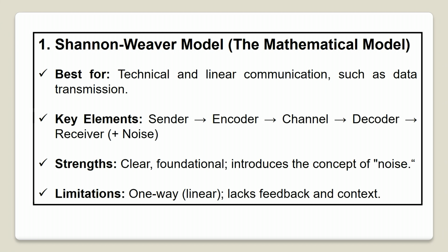And we talk about the different key elements involved in this particular model. They are the sender, encoder, channel, decoder and receiver, plus noise. Yes, noise is also added; at the receiver end, sometimes noise can also be counted. So these are the different key elements of this model.